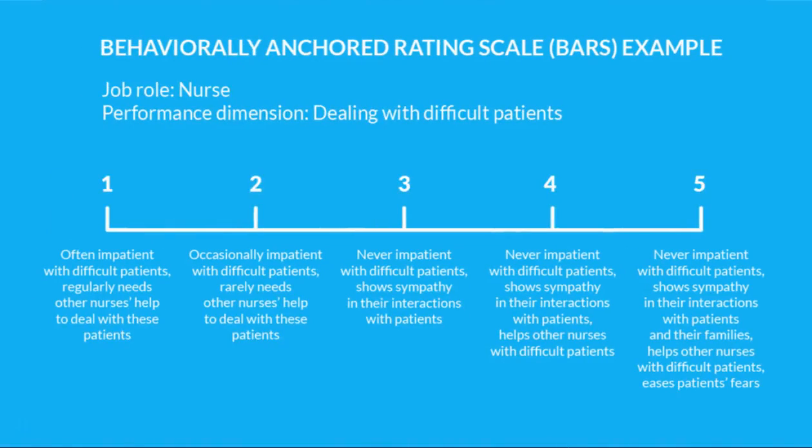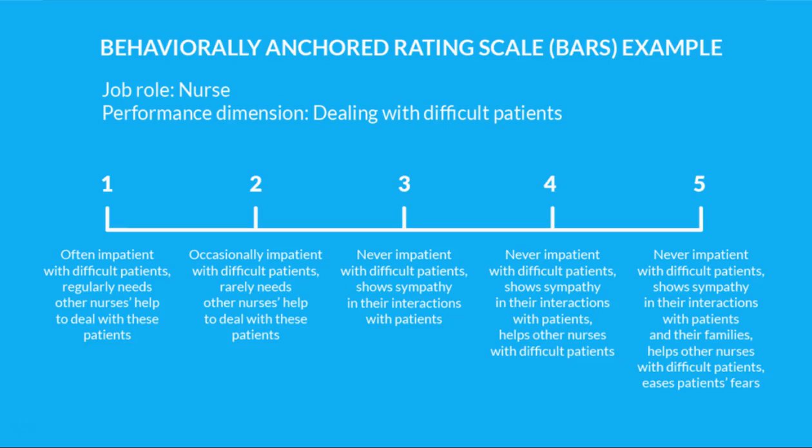Here's an example of BARS. Just wanted to give this as an example. So we see that here's the job role of a nurse. And the performance dimension that we're looking at is dealing with difficult patients. Now we have a rating scale here, 1 to 5. 1 being that they are impatient with difficult patients and they regularly need other people to help deal with those patients. So that's not a very good nurse.